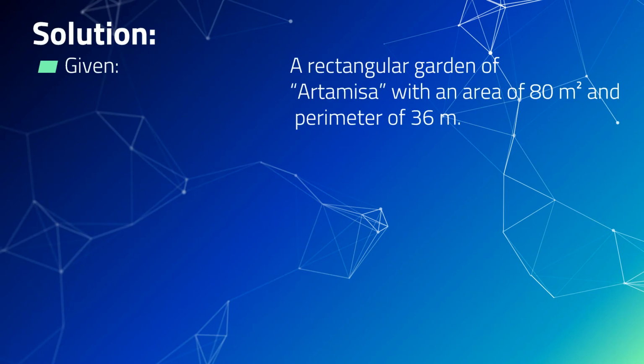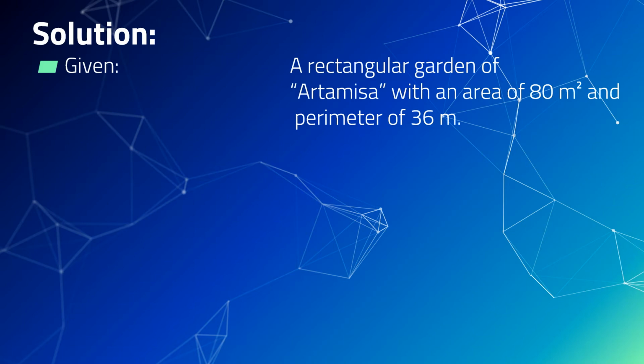Okay, so again, going back with the process, we have to identify the given. The given is a rectangular garden with an area of 80 square meters and a perimeter of 36 meters. So you have to go back with the definition of area and then the definition of perimeter. These two are different terms in terms of measurement.